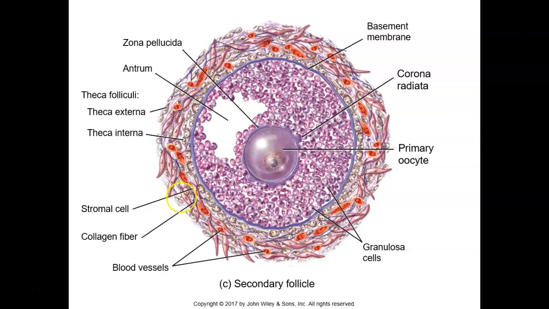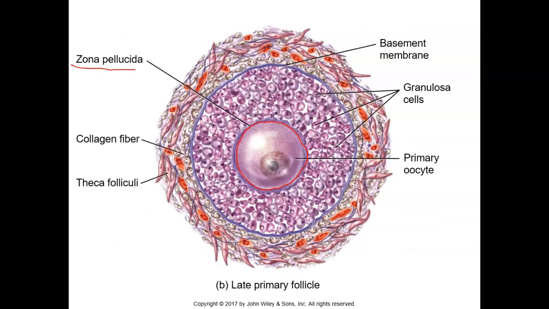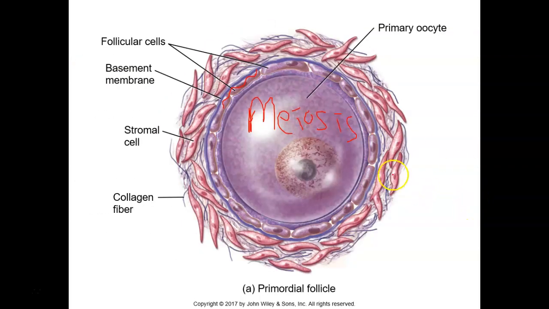The importance of these cells, the stromal cells, the importance of these theca folliculi, these cells through here: as the follicle matures, it is going to produce hormones. So we can imagine there's a very thin amount of follicular cells here. They're going to produce a small amount of estrogen.